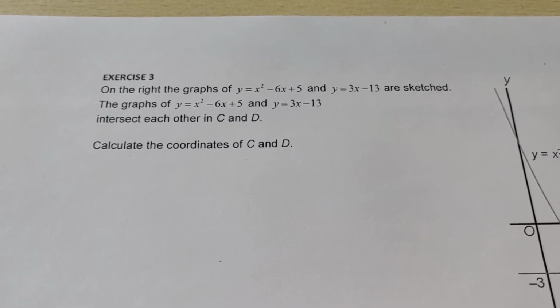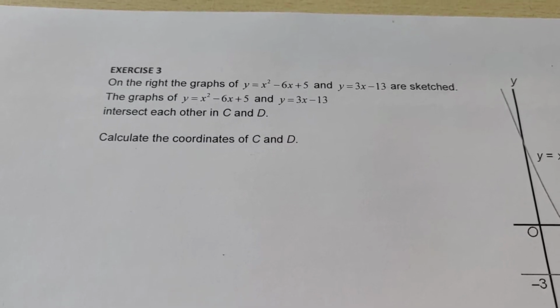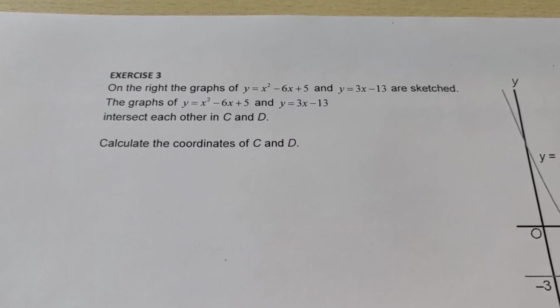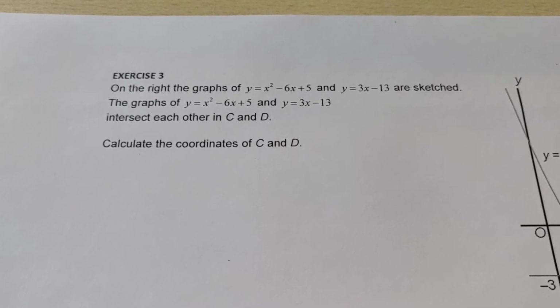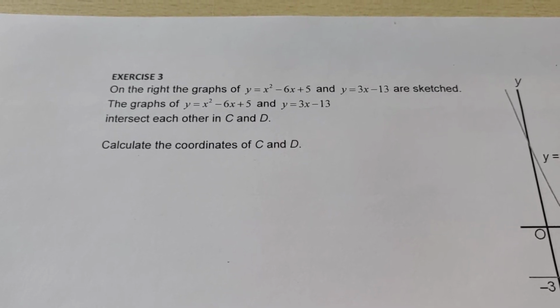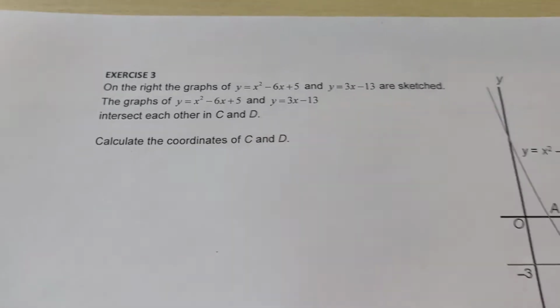Alright, this is a video for 2HT and 2VT about exercise 3 from the practice test I sent you. It says on the right the graphs of y equals x squared minus 6x plus 5 and y equals 3x minus 13 are sketched. The graphs intersect each other in C and D. Calculate the coordinates of C and D.